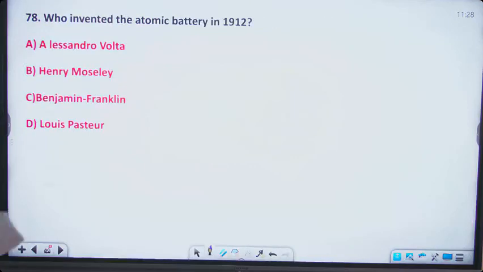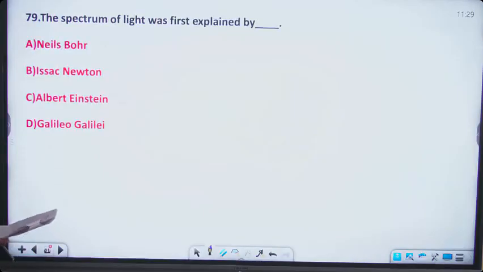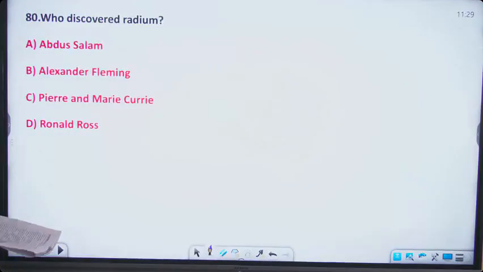Who invented the atomic battery in 1912? I think it's Moseley, I suppose. Henry Moseley. Then, the spectrum of light was first explained by Niels Bohr. Sorry, Isaac Newton. The spectrum of light was first explained by Isaac Newton. Who discovered radium? Pierre Curie and Marie Curie.